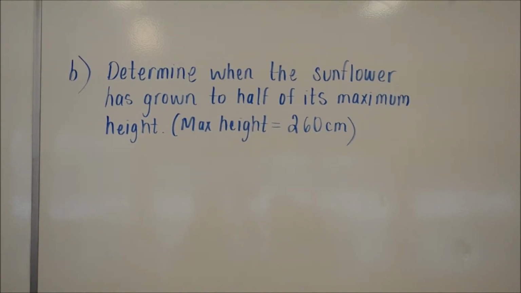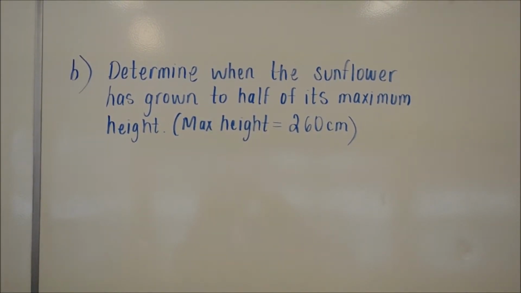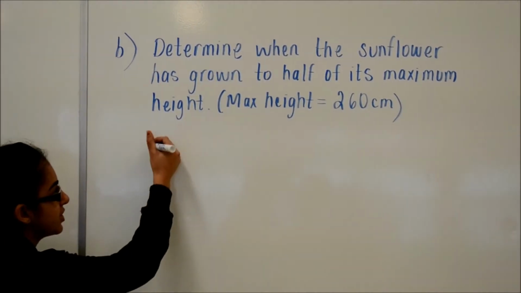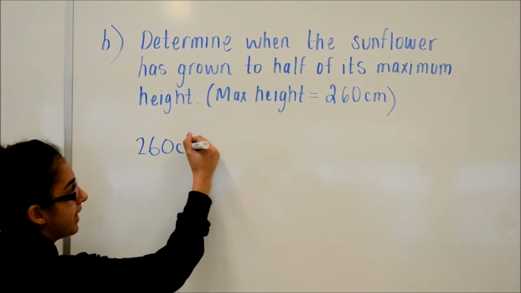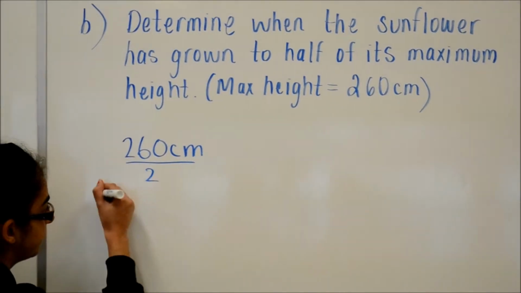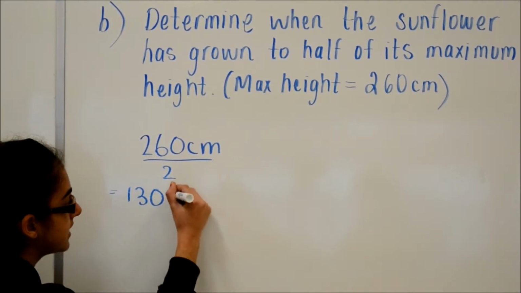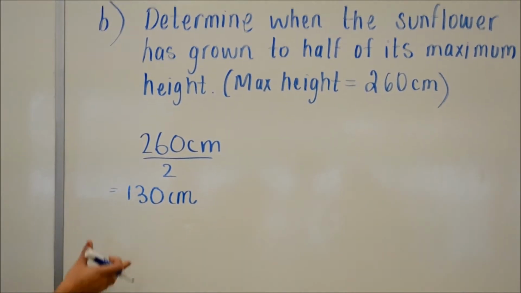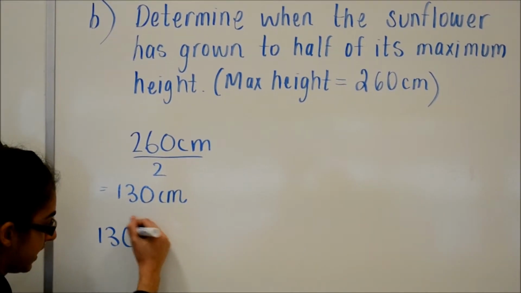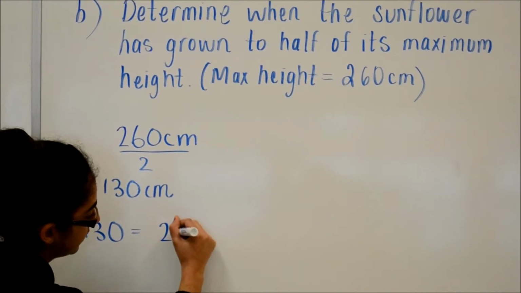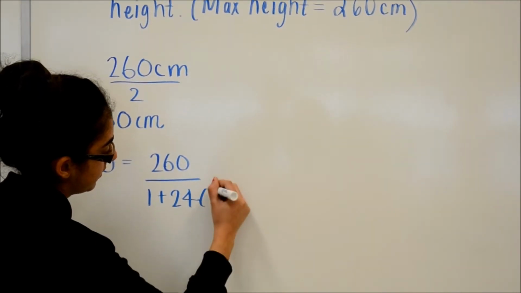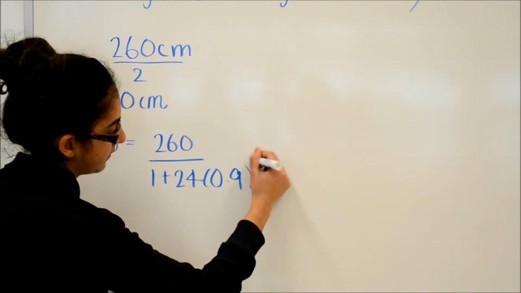Determine when the sunflower has grown to half of its maximum height. The maximum height is equal to 260 centimeters, but since we're figuring out half of its maximum height, we must divide by 2. We're going to get 130 centimeters. Now, let's put 130 centimeters back into the original equation to solve for t. So it's going to be 130 is equal to 260 divided by 1 plus 24.9 to the power of t.